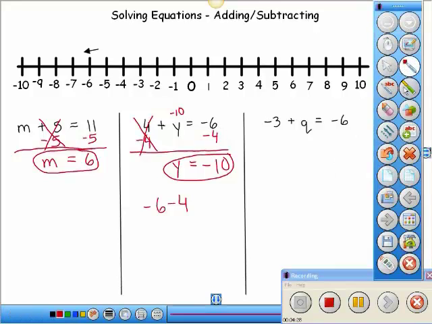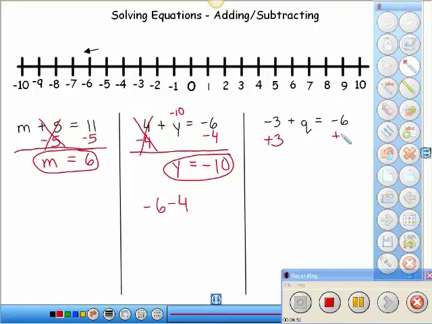Okay? So let's take a look at this last problem. Negative 3 plus q, that's my variable, equals negative 6. Well, I've got to isolate the variable. I want to get q by itself, which means I've got to get rid of this negative 3. To get rid of a negative 3, do the opposite. The opposite of negative 3 is positive 3. And if I do it to the left, I've got to do it to the right side of the equation as well. Negative 3 plus 3 is 0. This just canceled out, which leaves me with just q. Q equals negative 6 plus 3.